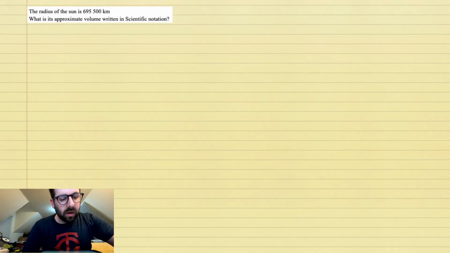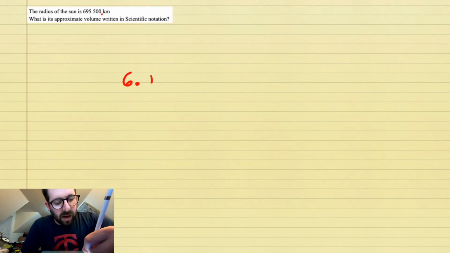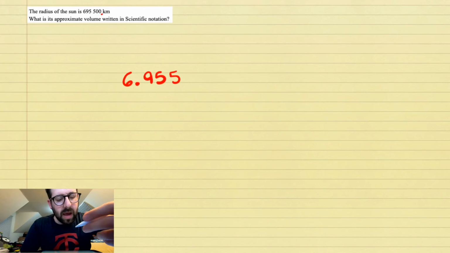Let's move on to our second to last problem here. The radius of the sun, this is in kilometers. We have 695,500 kilometers, and we want to write this in proper scientific notation. So currently the decimal is right after the 500. If they don't have it printed, it's in the back. So I'm going to move the decimal so it's behind the first number on the left side. So 6.955. All right. And now I can chop off zeros.